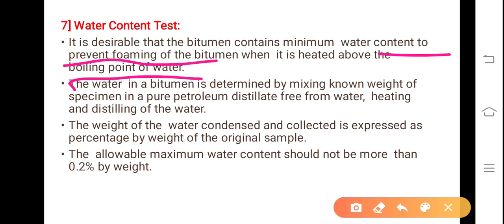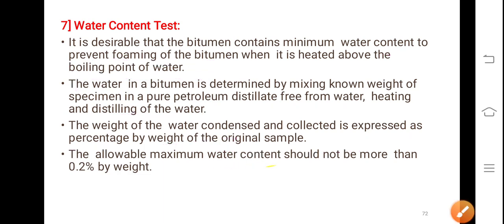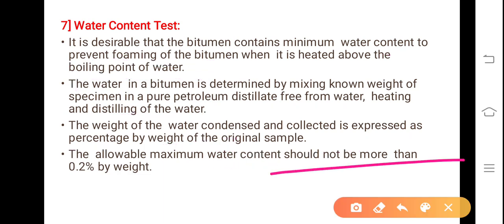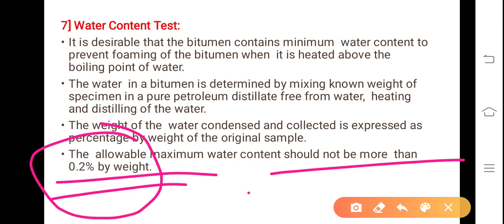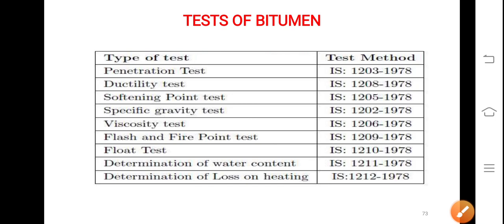The water in bitumen is determined by mixing a known weight of specimen in a pure petroleum distillate free from water, heating and distilling off the water. The weight of the water condensed and collected is expressed as a percentage by weight of the original sample. The allowable maximum water content should not be more than 0.2% by weight. Is it clear?